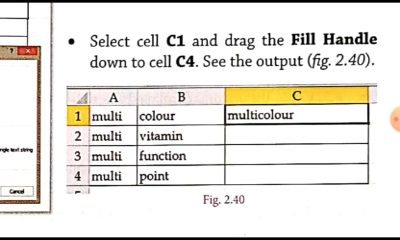The concatenate function has taken these two values, A1 and B1, as the arguments. It has joined the two values, multi and color, and now the joined piece of text is multicolor, which is shown as the result of the operation in the cell C1. So C1 contains the result of the concatenate function, and in this case it is multicolor. What we are doing is using this concatenate function in a formula in the cell C1. C1 actually contains a formula which has the function concatenate in it.